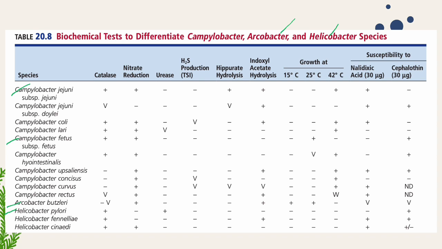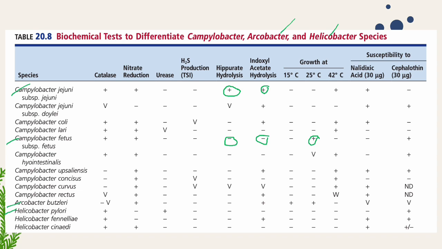For Campylobacter jejuni and Campylobacter fetus, they differ on indoxyl acetate hydrolysis. So, negative si fetus, positive si Campylobacter jejuni. So, help niyo ako ha kung saan pa sila nag-iiba. Hippurate hydrolysis also, positive si jejuni, while for fetus is negative. Growth at temperature, positive si fetus at 25. So, mas optimal yung ano niya. Yun nga yung sinabi natin, di ba, kanina.